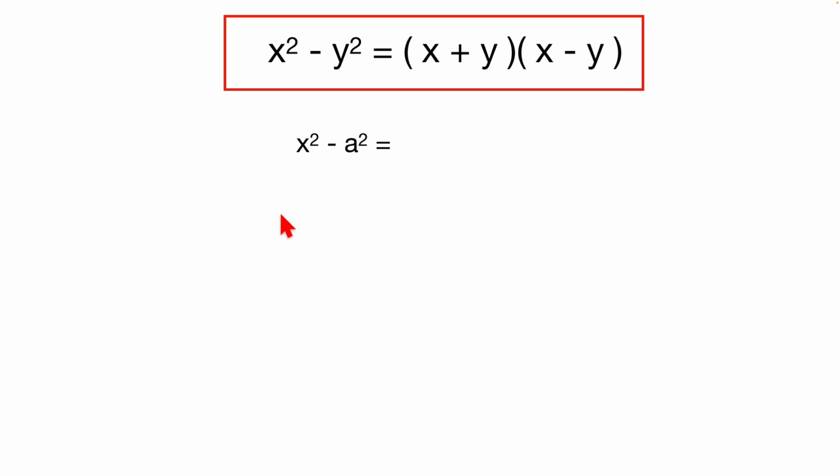x squared minus a squared. So here we've still got the x squared, but we've got a squared where we had y squared. So when we come to this bracket, we'll replace y with a. So we have x plus a, and then x minus a.